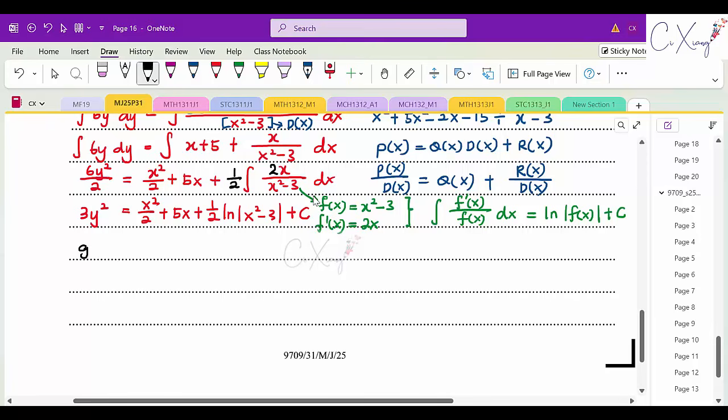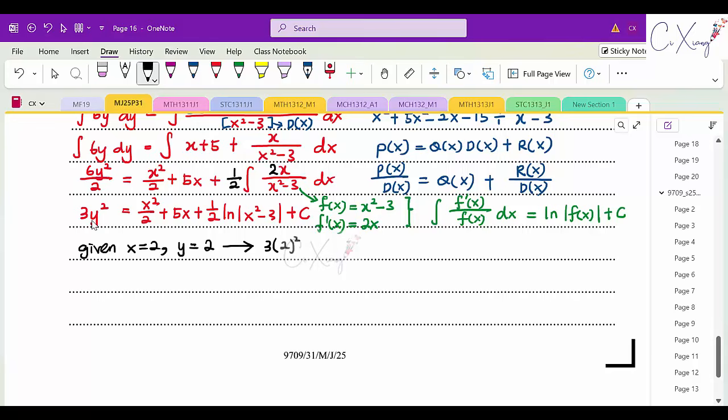Given x equals to 2, y also equals to 2, what will my equation look like now? So substitute the y and x into the equation here. So I'll be having 3 times 2 squared equals, sorry, it should be equal, right? 3y squared equals 2 squared over 2 plus 5 times 2 plus half ln of 2 squared minus 3 plus c. Okay, then I'm having 4 times 3 is 12.